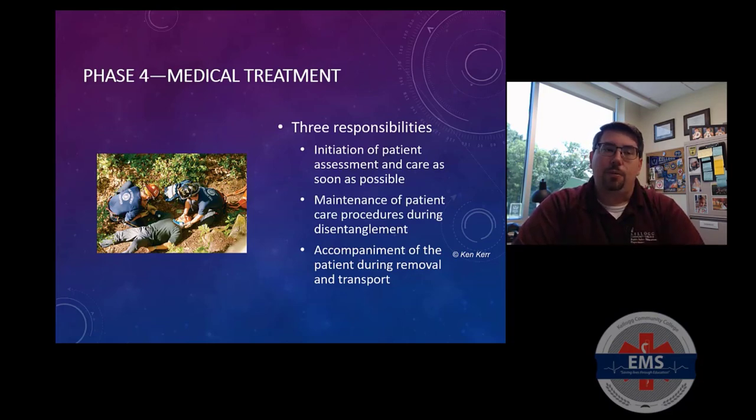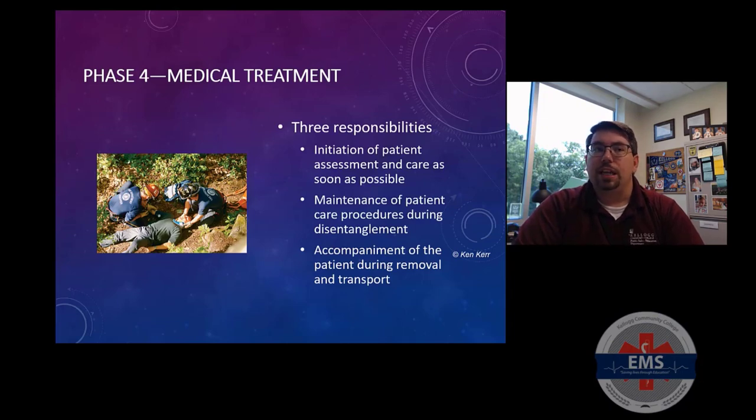The second responsibility that paramedics have is the maintenance of patient care procedures during disentanglement. Once we begin care, we're not going to abandon our patient. We must be there through the disentanglement process. That means paying close attention, being an extra set of eyes and ears for safety, and being an advocate for your patient, recognizing that sometimes the most efficient way to do things is not always in the patient's best interest, and you may have to shine some light on that based on your medical expertise.